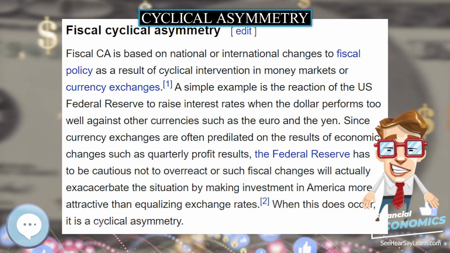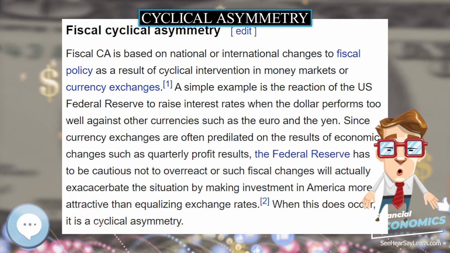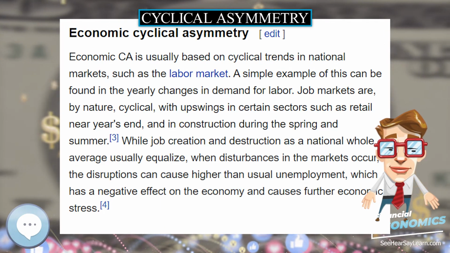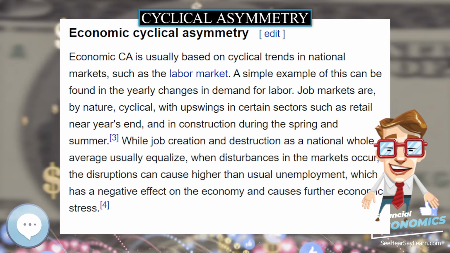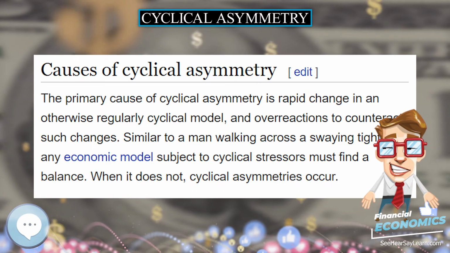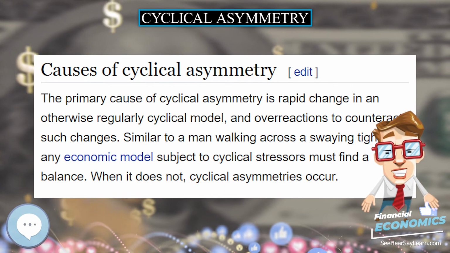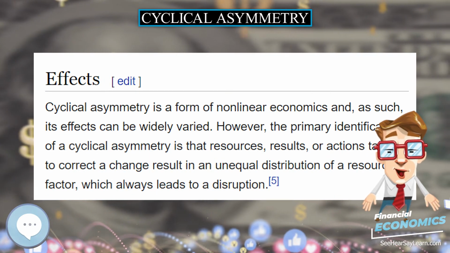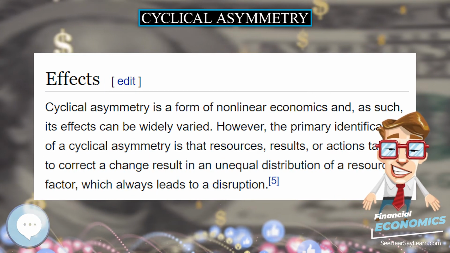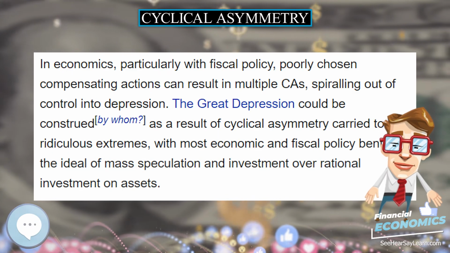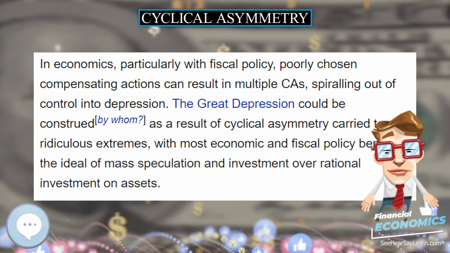Effects. Cyclical asymmetry is a form of nonlinear economics and, as such, its effects can be widely varied. However, the primary identification of a cyclical asymmetry is that resources, results, or actions taken to correct a change result in an unequal distribution of a resource or factor, which always leads to a disruption.